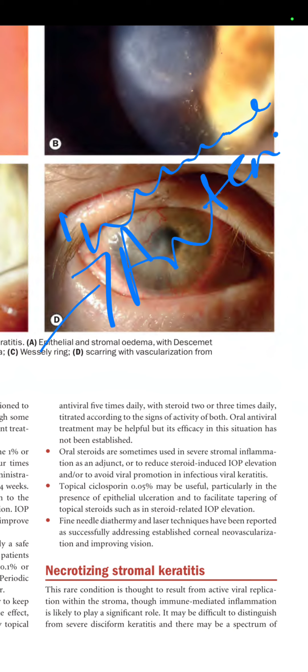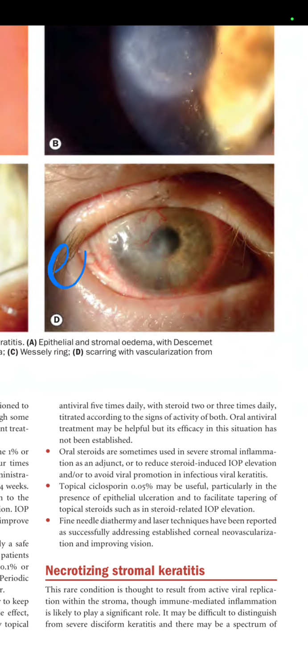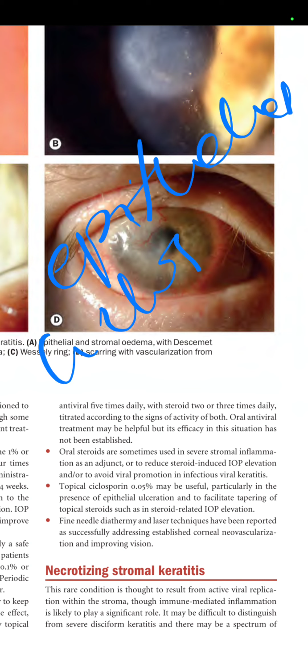Topical cyclosporin 0.05% may be used, particularly in the presence of epithelial ulceration and to facilitate the tapering of the topical steroid, such as in steroid-related IOP elevation. So if there is a disciform keratitis and there is an epithelial ulceration, we can also use cyclosporin 0.05% for that. Fine needle diathermy and laser techniques have been reported as successfully addressing established corneal neovascularization and improving vision.